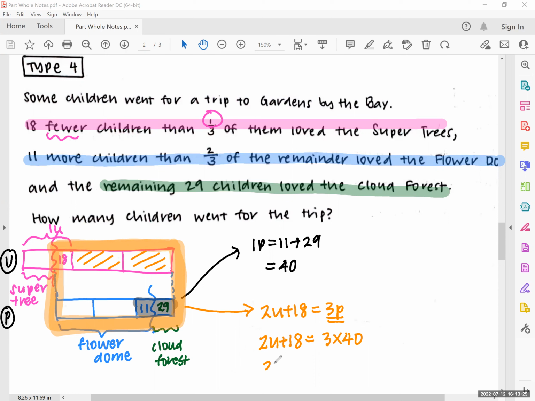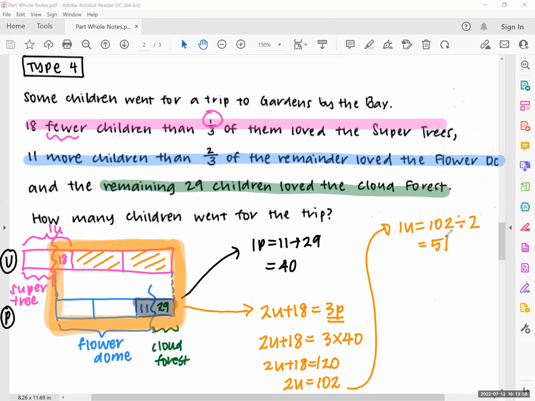And then from here, we have 2 units plus 18 is equal to 120. And can we find 2 units? 2 units is how much? 120 minus 18. Yes, 120 minus 18. And how much do you get? 102. Okay, 102. And from here, I can actually find 1 unit. And how much is 1 unit? 102 divided by 2 equals 51.